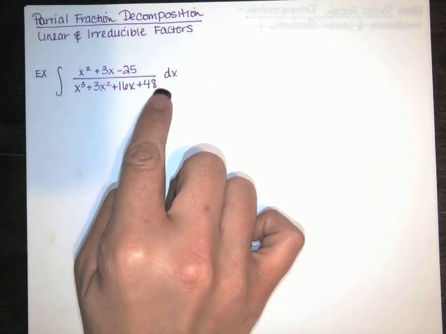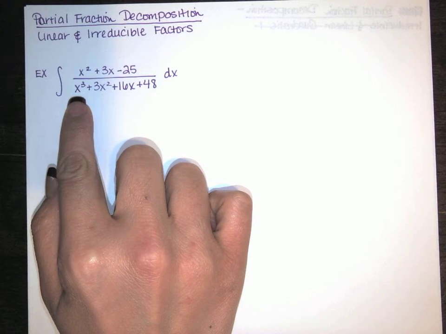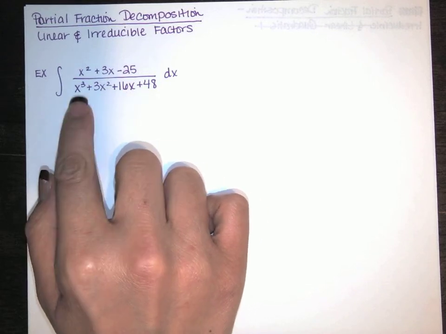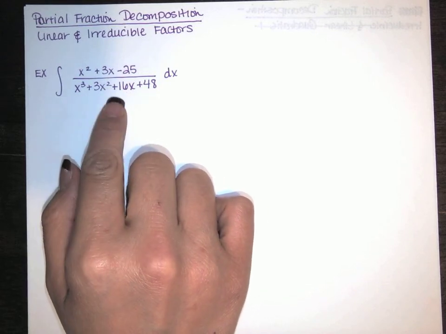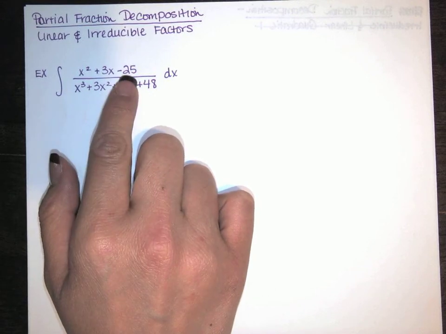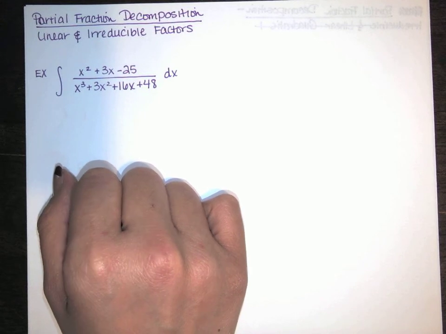Take the derivative of this. Derivative of the denominator is 3x squared plus 6x plus 16. Can I take 3x squared plus 6x plus 16 and multiply it by something to get this? Now the 16 and the 25, there's a problem there. So no, u substitution won't work for this.